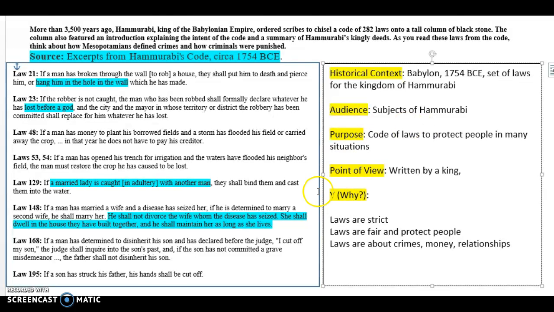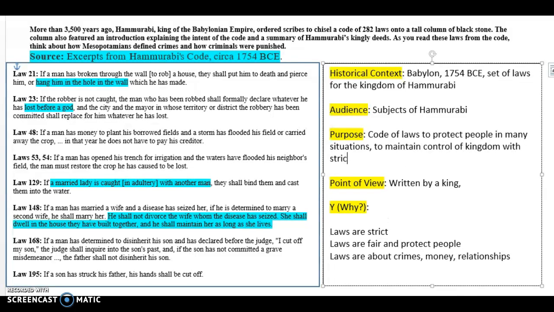I'm going to skip down to 195. If a son has struck his father, his hand shall be cut off. Whew, that is strict also. So maybe you also want to look at how they are trying to maintain control of the kingdom. These were written by a king, so it sounds like he doesn't want people in bad situations, and he wants to make his life a little bit easier. So it sounds like he's trying to maintain control.